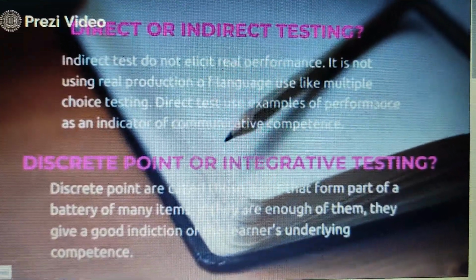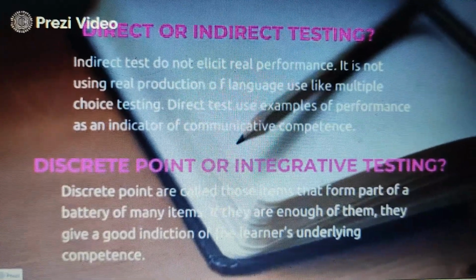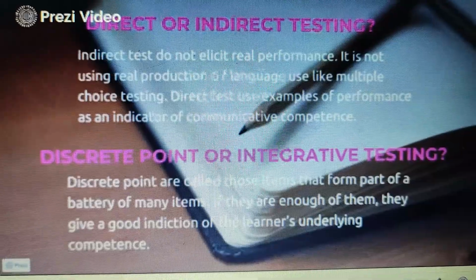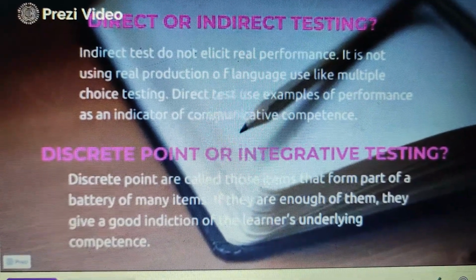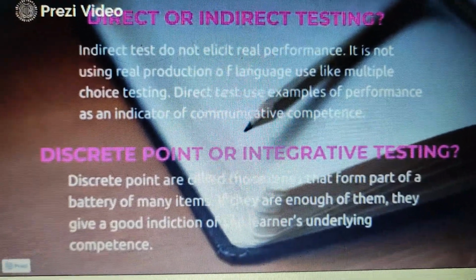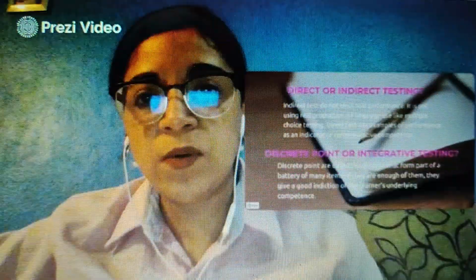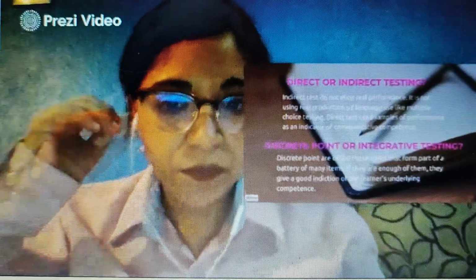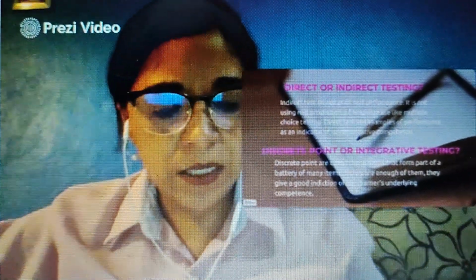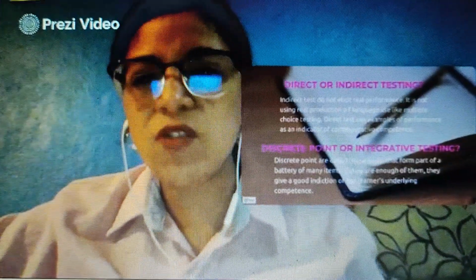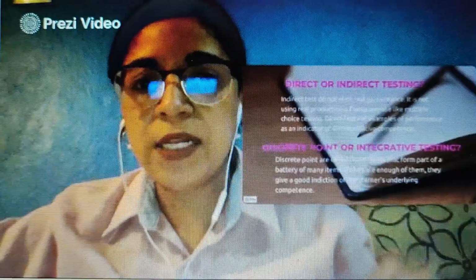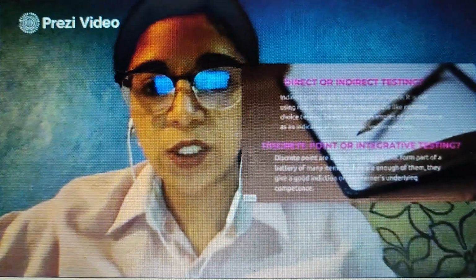So direct or indirect testing. Indirect tests do not elicit real performance. It is not using real production of the language, and uses things like multiple choice testing. So, for example, in my case, I often do indirect testing. When I was in Kinder 3, I used indirect testing because, in Kinder 1, Kinder 2 also, but Kinder 3, they can do more direct tests because they can write, they can match, they can follow instructions a little bit better.